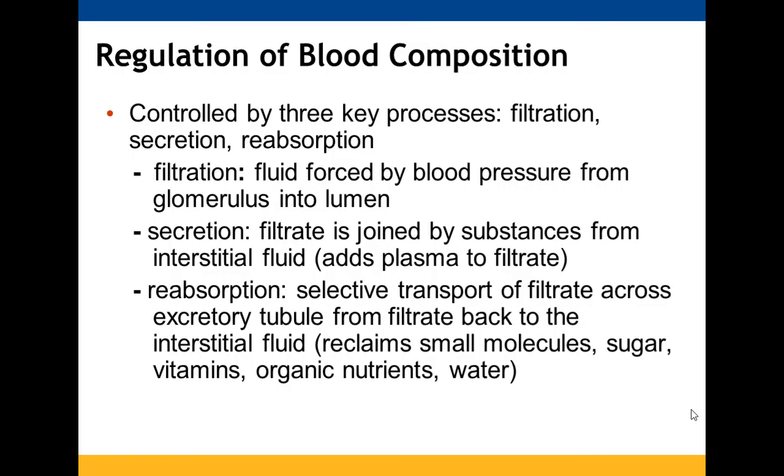And what determines what's going to be left in your blood? It's controlled by three processes: filtration, secretion, reabsorption. Through filtration, the fluid is forced by blood pressure from the glomerulus into the lumen. In secretion, the filtrate gets joined by substances in the interstitial fluid, like plasma. And then reabsorption is taking back materials that can be used by the body, small molecules, sugars, vitamins, water, and organic nutrients, things the body needs at that particular time.